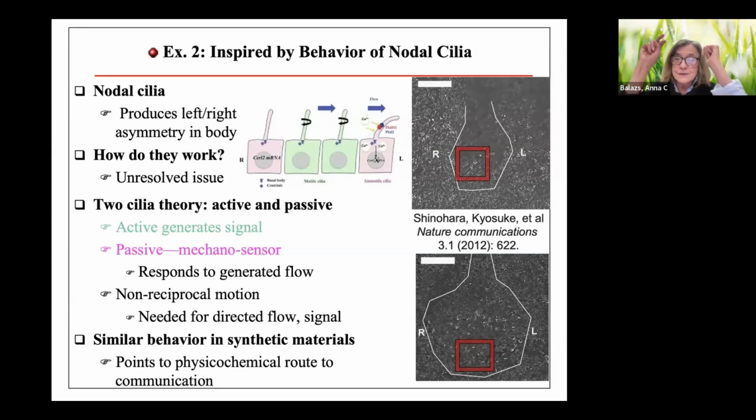But there are 2 kinds of cilia that participate in this left-right asymmetry. There's the active ones that generate the signal. And then there are passive ones. The active ones are in green. And then there are passive ones, they're immobile, that respond. They have their mechanosensors, and they respond to the signal. So they also show beautiful non-reciprocal motion. And can I generate similar behavior in a synthetic material?